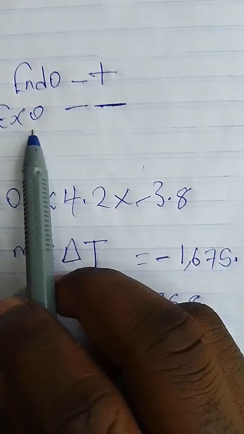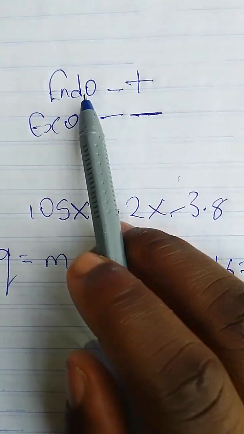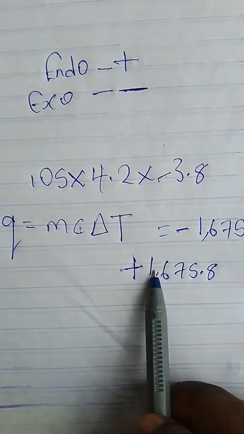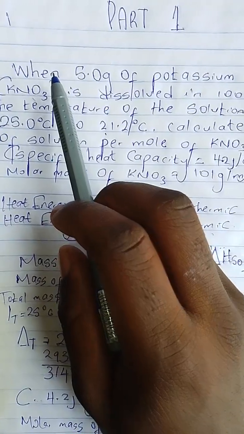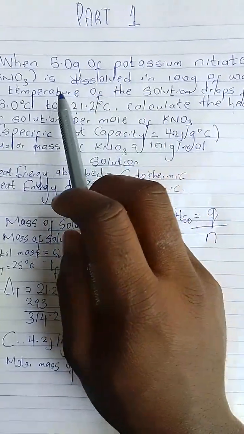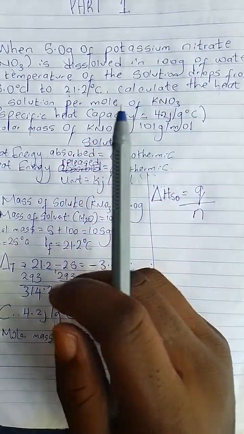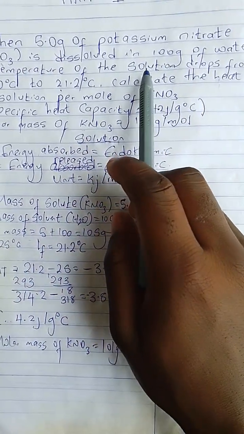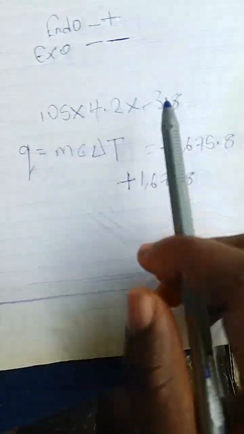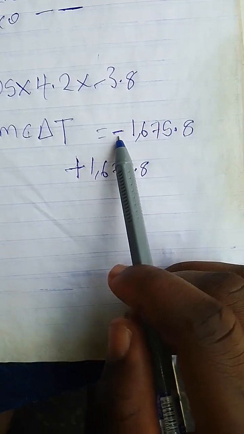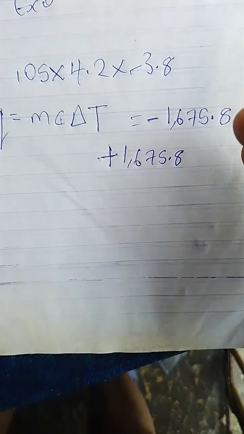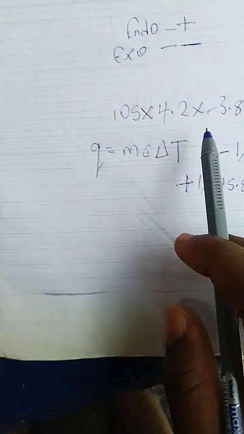So when heat is being released, negative. When heat is being absorbed, positive. Now, in the question, you will agree with me that it says when 5 gram of potassium nitrate is dissolved in 100 gram of water, the temperature of the solution drops. So the solution was releasing heat. This negative sign means the solution released heat.